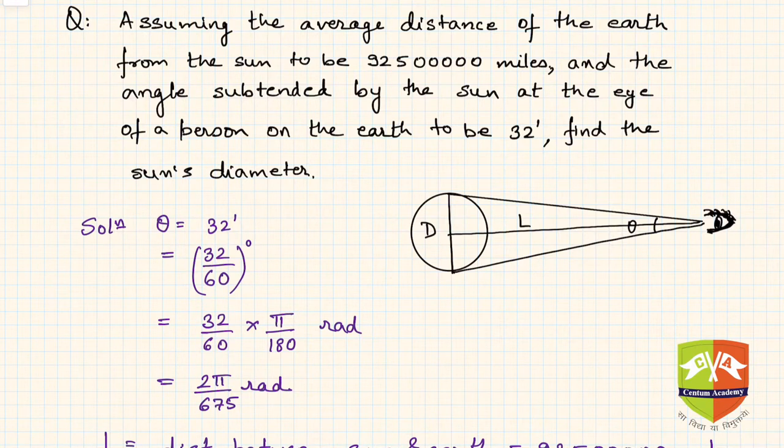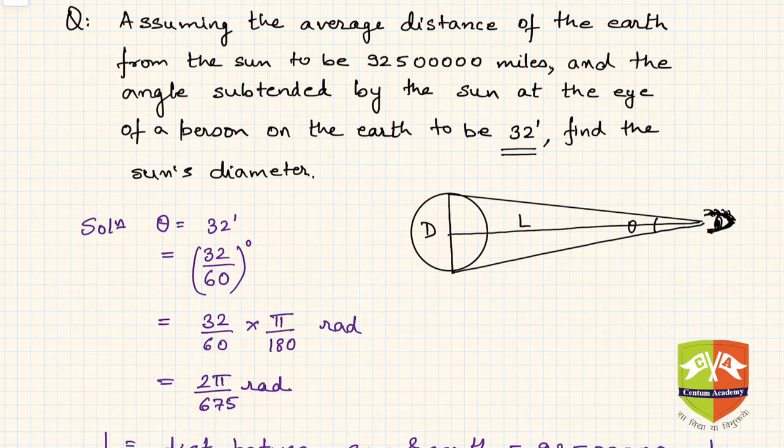Hello friends, we are going to discuss yet another problem. Now in this problem, it says, assuming the average distance of the Earth from the Sun to be 925,000 miles and the angle subtended by the Sun at the eye of a person on the Earth to be 32 minutes, you have to find out the Sun's diameter. So probably this could be one way of finding Sun's diameter, if at all we know how far the Sun is on an average from the Earth.